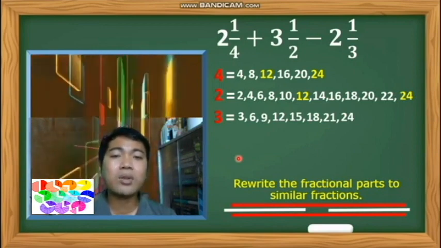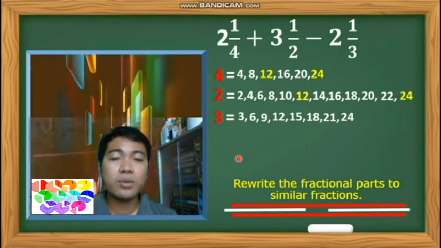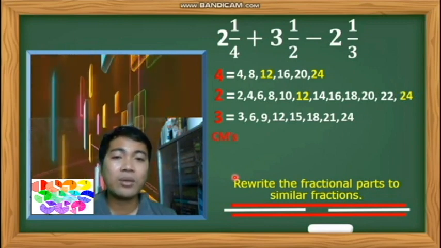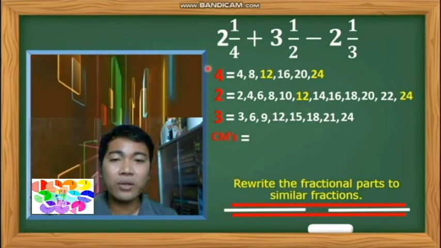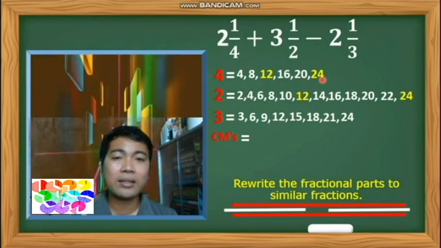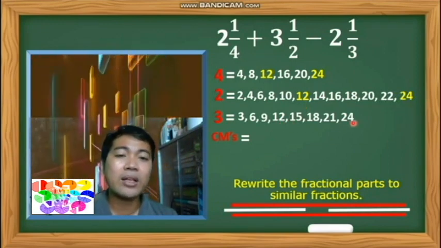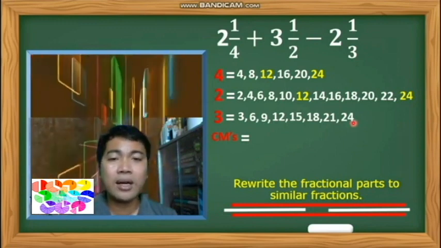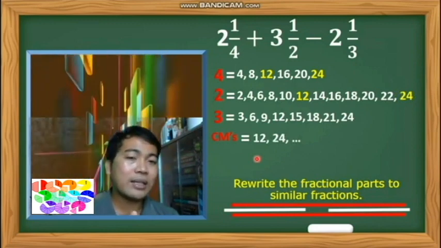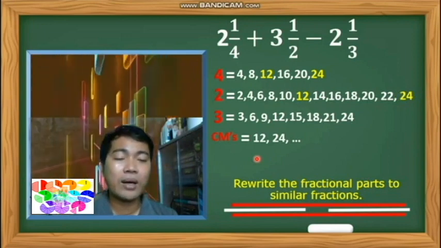So, among these multiples of 4, 2, and 3, mayroon tayong common multiples. Ano yung common multiples? Yung makikita natin sa tatlong numbers na ito, itong 4, 2, and 3. So, 4 has 12 and 24. Ang 2 naman ay mayroong 12 and 24. And also, ang 3 ay mayroon ding 12 and 24. So, the common multiples are 12, 24, so on and so forth. Kapag ipagpatuloy natin yan, marami pa yang multiples na makukuha. Kaya lang dalawa is enough na.